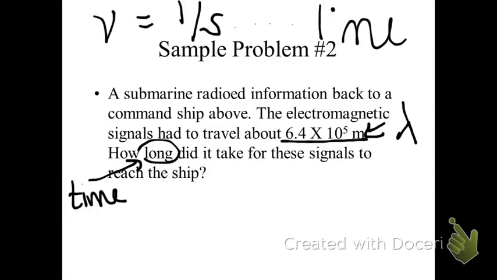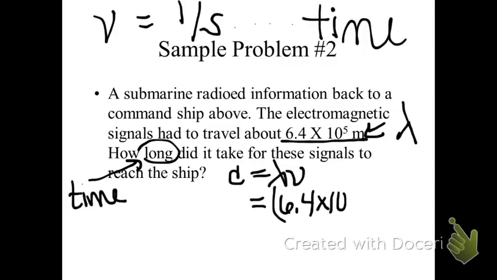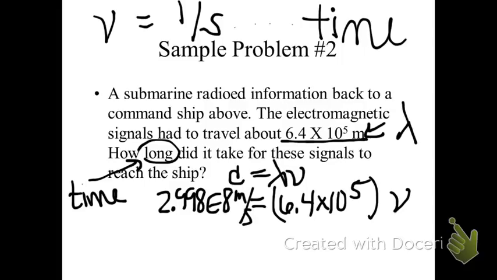So the first thing we're going to do is solve for frequency. Since I have wavelength, I'll use c equals lambda nu. My wavelength is 6.4 times 10 to the 5th. And my frequency I'm solving. You always know c. You plug it into your calculator.